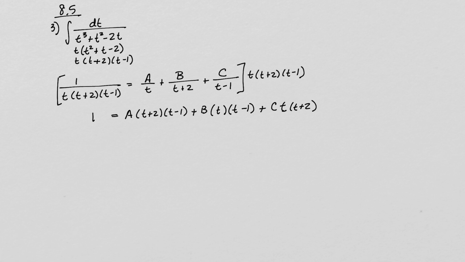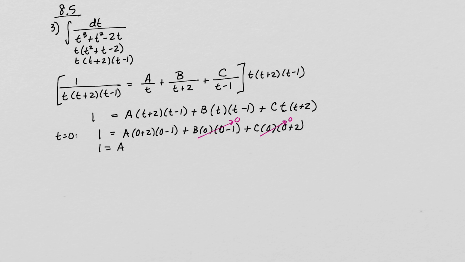Okay, and then I'm going to pick some values of t to plug in to find my A, B, and C. So one nice value to plug in would be t equals 0. So if you plug t equals 0 in, we have 1 is equal to A times 0 plus 2 times 0 minus 1 plus B times 0 minus 1 plus C times 0 plus 2. So this second piece goes to 0, this third piece goes to 0, and I'm just left with 1 is equal to A times 2 times negative 1. So 1 is equal to minus 2A, so A is going to be equal to minus 1/2.